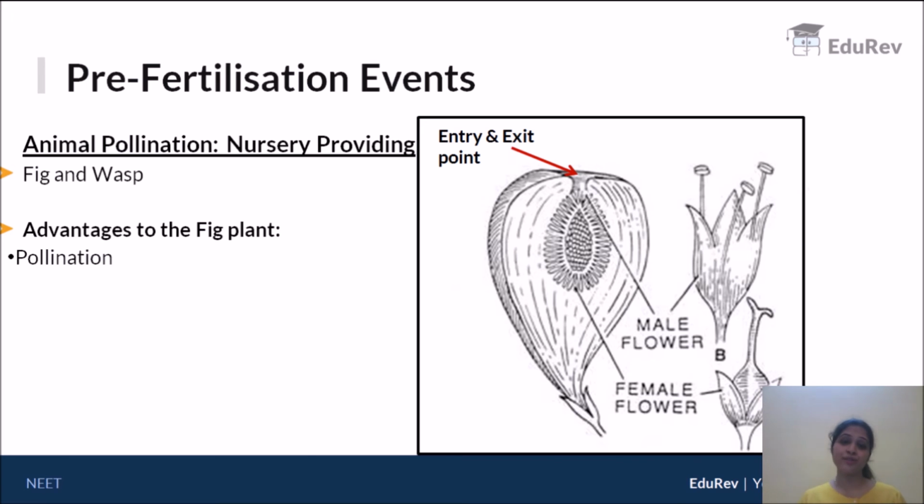So pollination is the first thing that happens. The next advantage that you find here, seed dispersal. Now how so seed dispersal? Once the fruit is formed, and remember the larvae are down there, so obviously once the larvae start moving out, they take some of the seeds around with them. Okay, so therefore dispersal of seeds is also achieved by the wasp. So these are the advantages, and this is how nursery is provided by the fig to the wasp.